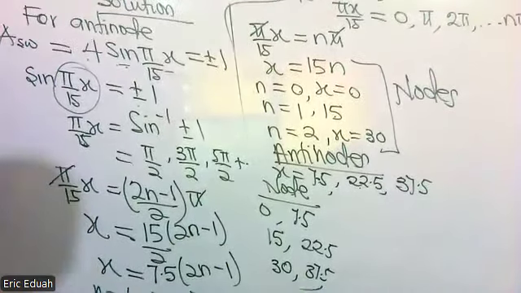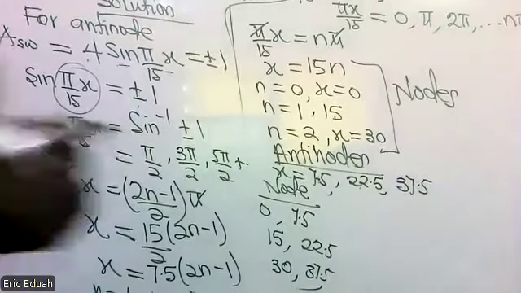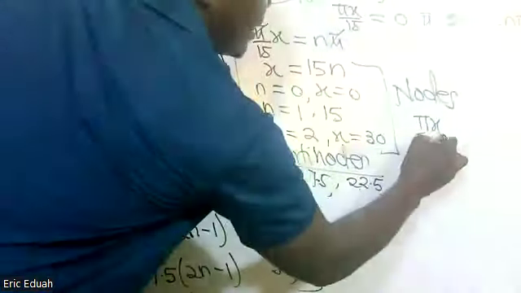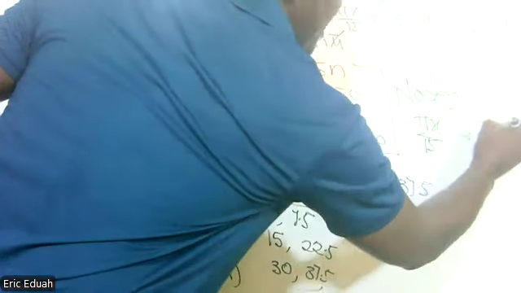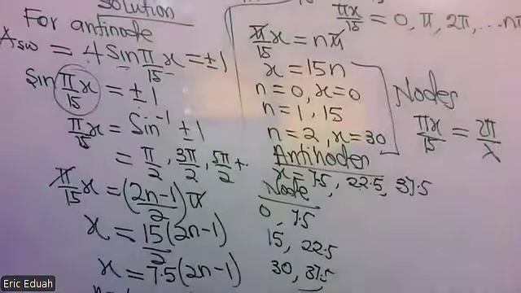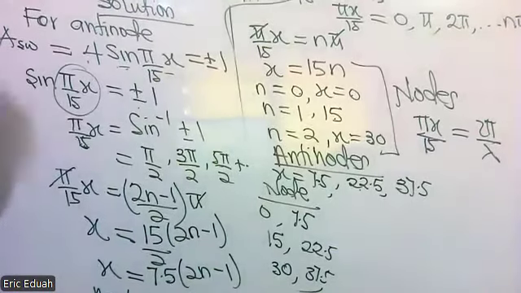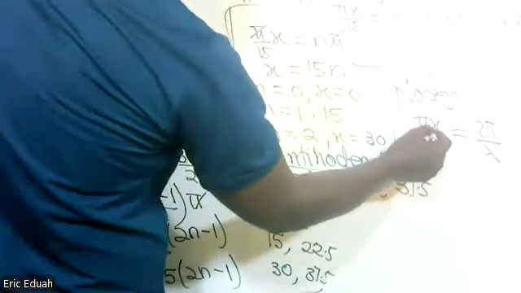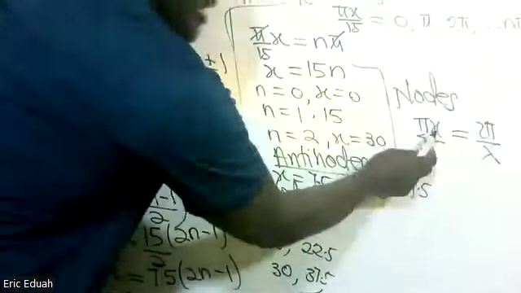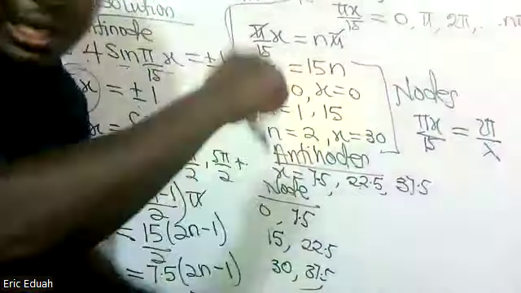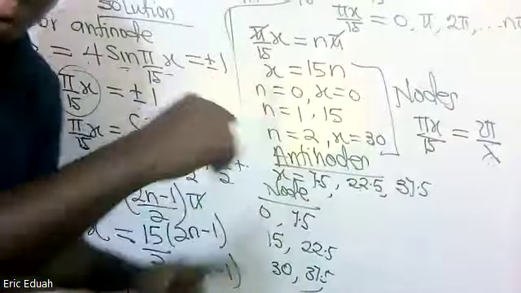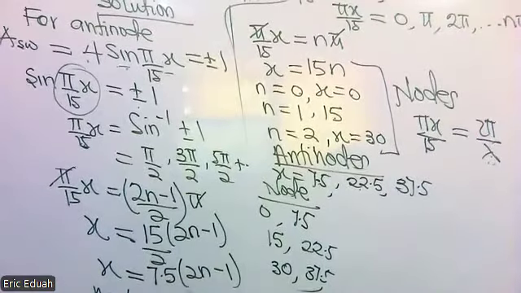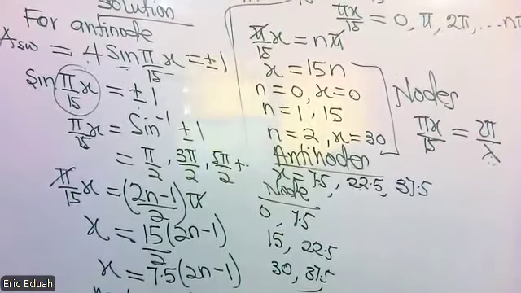Are you okay? Yes, sir. Don't forget what we have here. Pi x over 15 is equal to 2 pi over lambda k. So if you know the wavelength, you can find x. If you know x, you can find the wavelength. So they can be interchanged and the value is the same. That is how come you got the same value. Are you okay? Yes, sir.